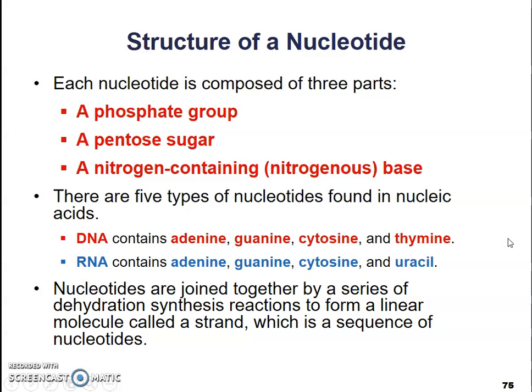These nucleotides are joined together by a series of dehydration synthesis reactions. Remember, that's whenever we take a water molecule out and force 2 monomers together. They form a linear molecule called a strand, which is just a sequence of those nucleotides bonded together.